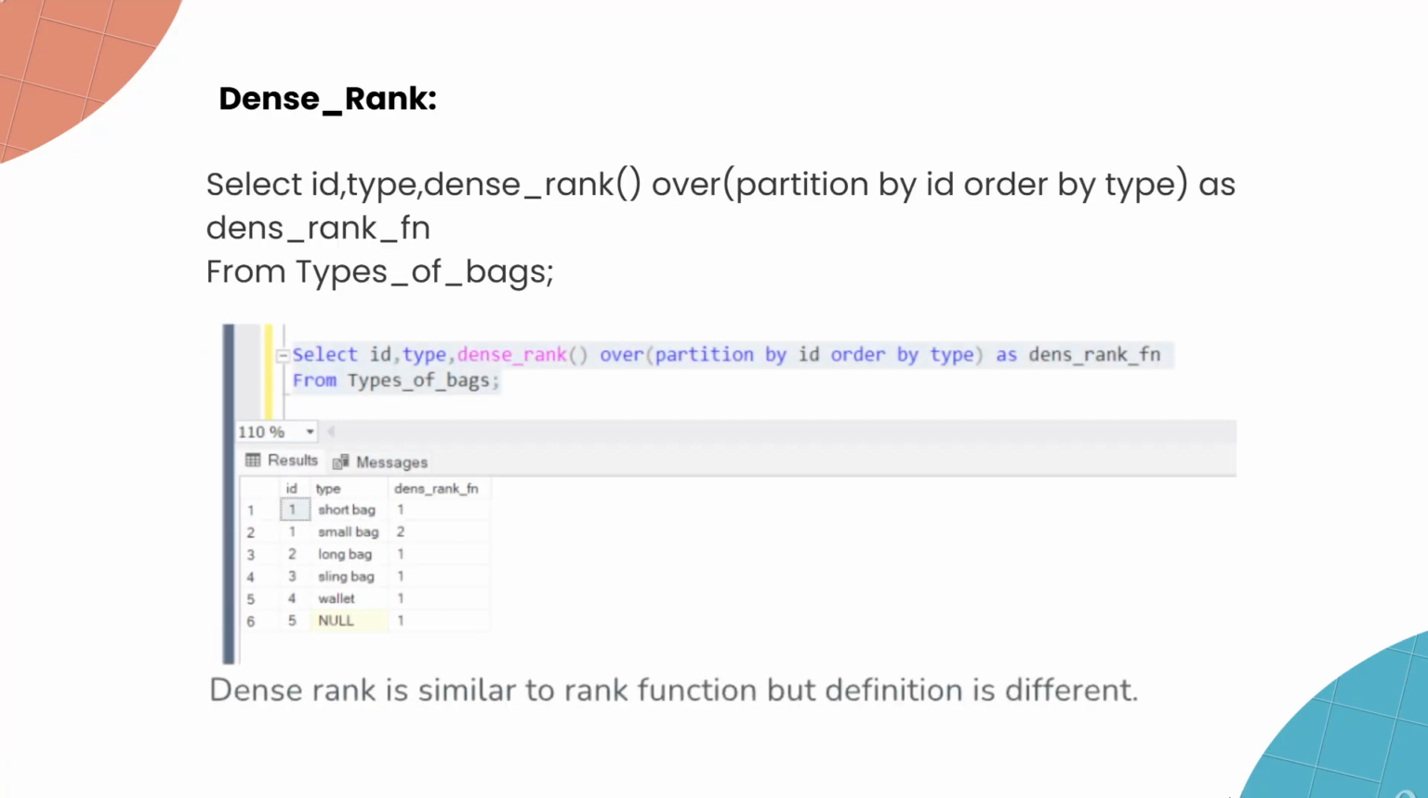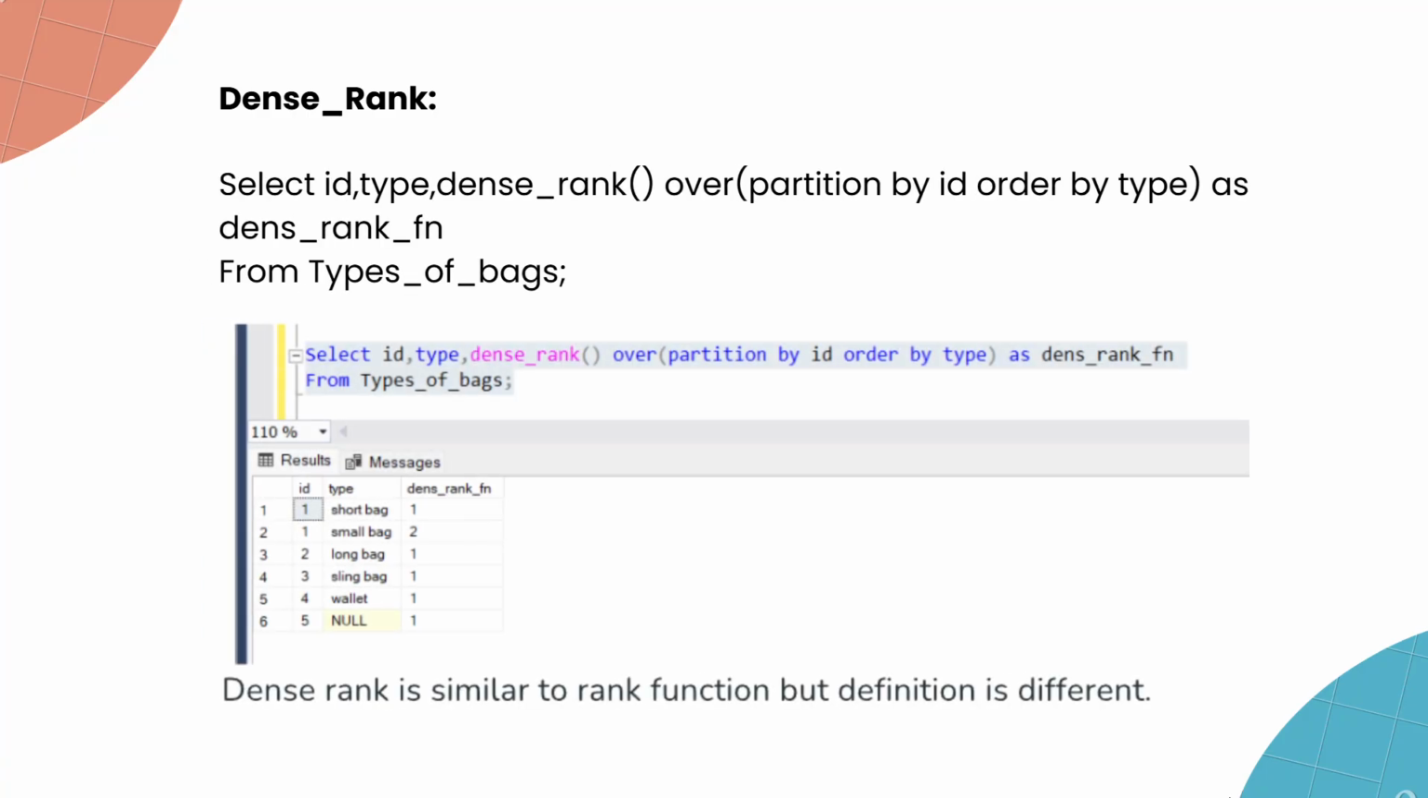Dense rank. Select id, type, dense_rank() over (partition by id order by type) as dense_rank_fn from types_of_bags; semicolon. Dense rank is similar to the rank function but the definition is different.